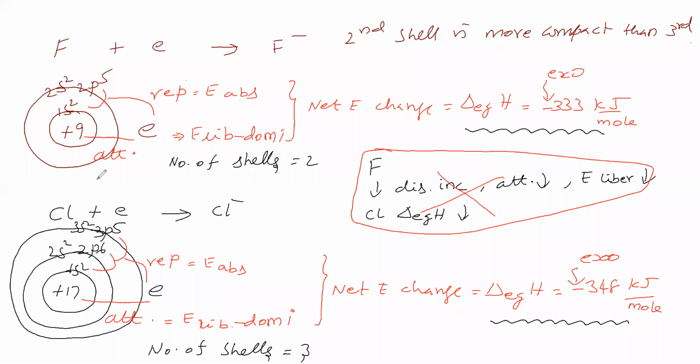Compact in the sense what? Density of electron cloud is more. That is the meaning. So the density of the electron cloud of the second shell is greater than that of the third shell. Therefore, this incoming electron experiences a higher magnitude of repulsion with the second shell. So what happens to the incoming electron?